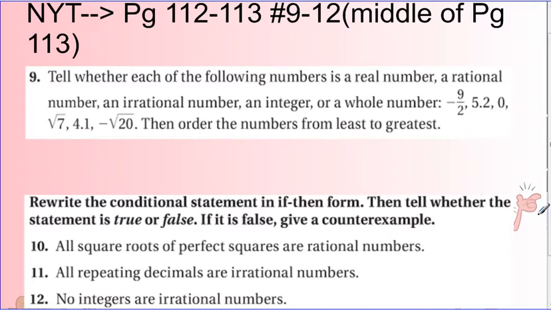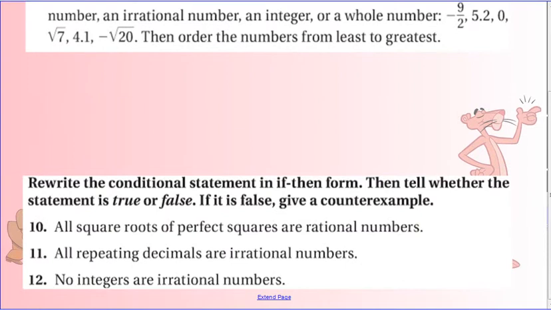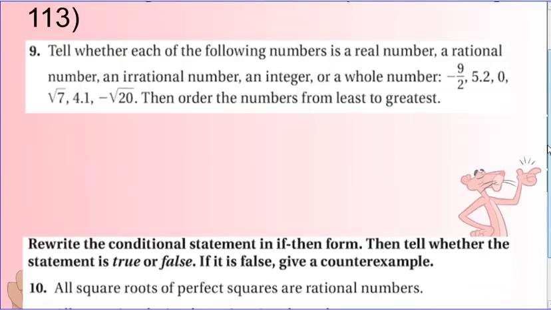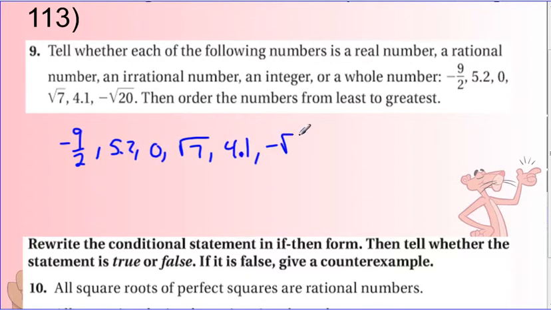Okay, number 9. Tell whether each of the following numbers is a real number, a rational number, an irrational number, an integer, or a whole number. Then order the numbers from least to greatest. Okay, so I'm going to need some space. First off, I'm going to write the numbers down: -9/2, 5.20, square root of 7, 4.1, negative square root of 20.